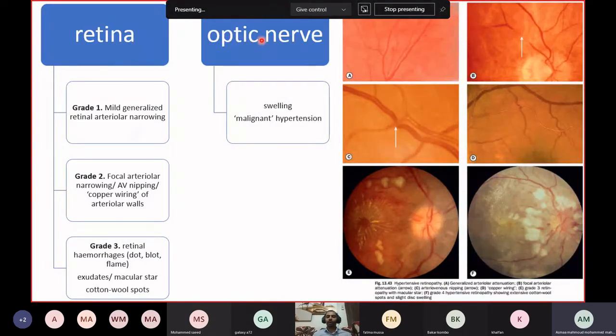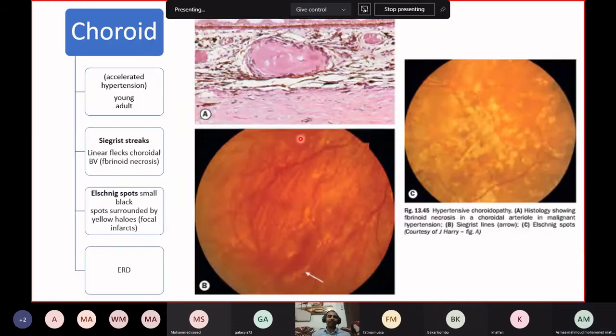If we have optic nerve swelling, like here, for example, the borders of the optic disc will start to become ill-defined. This is grade 4, which we call the optic nerve swelling or the pseudopapilledema. Okay. So hypertension again may affect the choroid.